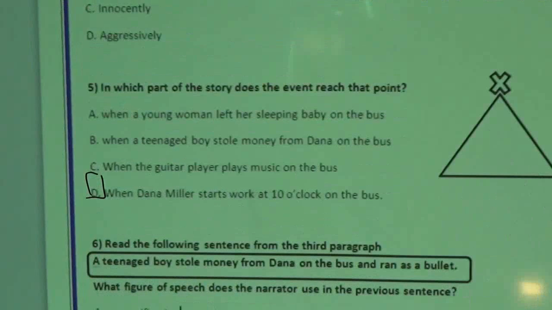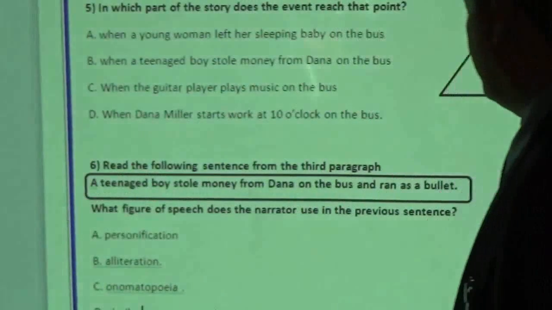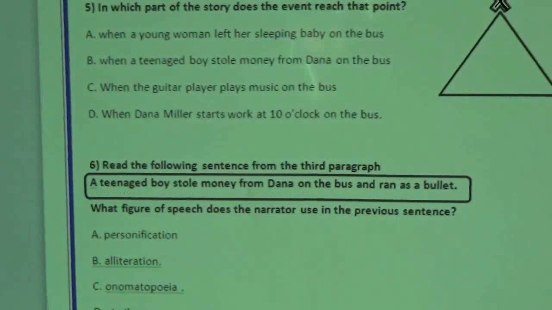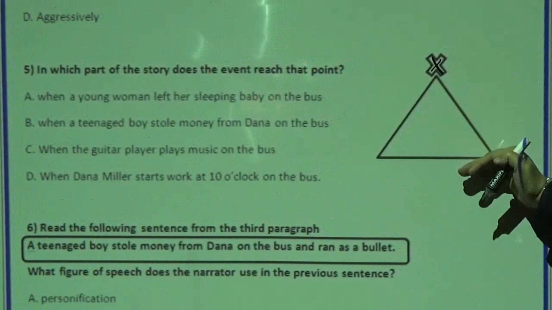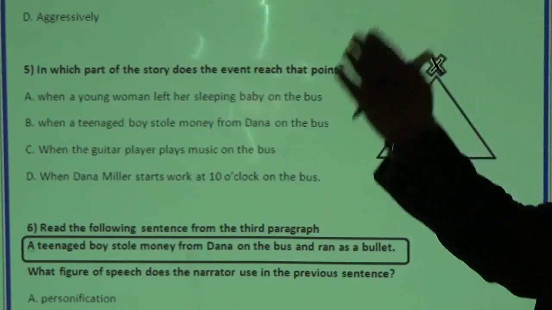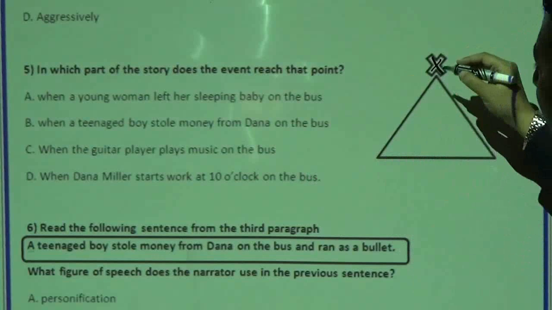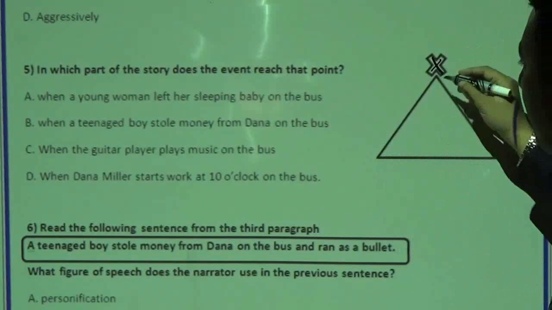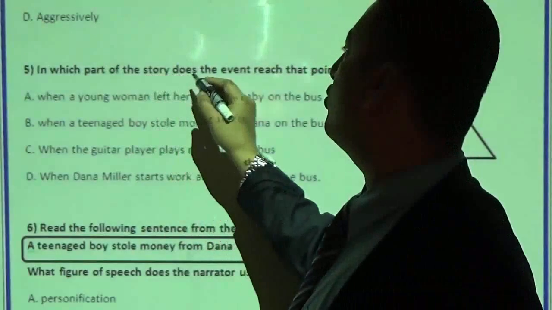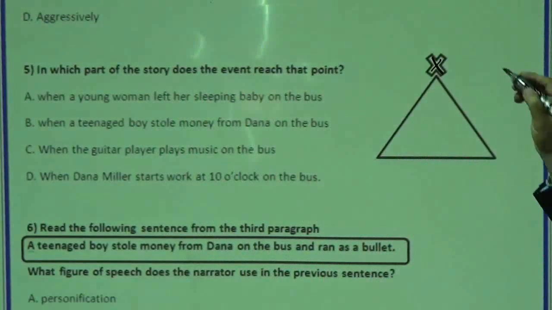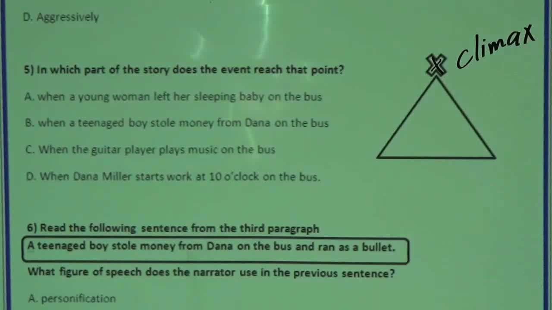Now, that question about the pyramids. Do you remember it? The question about the pyramid. Can you see this mark? This mark comes where? At the first, or at the beginning, or at the top, or on the mountain peak. The peak is the top of the mountain, the top of the events, the top of the pyramid. This is called what? Climax. Remember, in which part of the story does the event reach that point? Here we are going to speak about what? Climax. As we said before, climax.